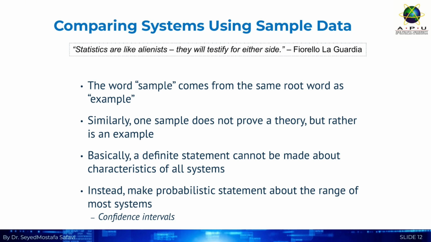We do this by calculating confidence intervals, which tell us we are 95% confident the true performance is somewhere between X and Y. It's about quantifying our level of certainty.